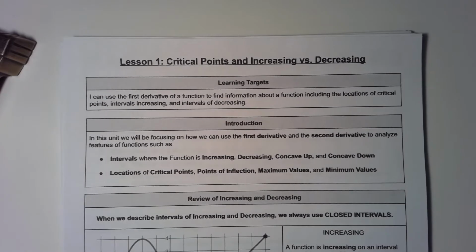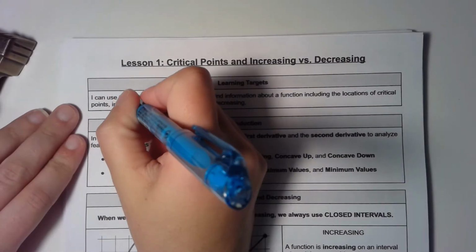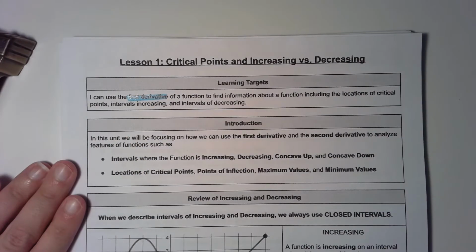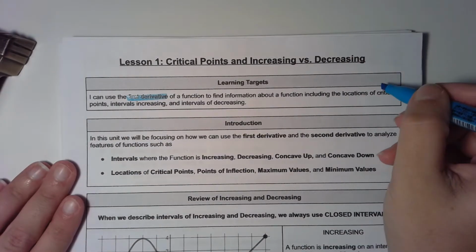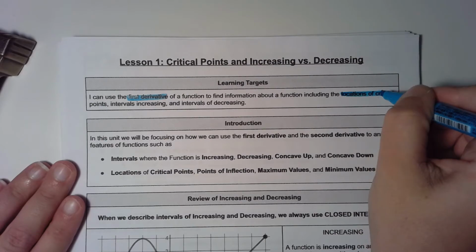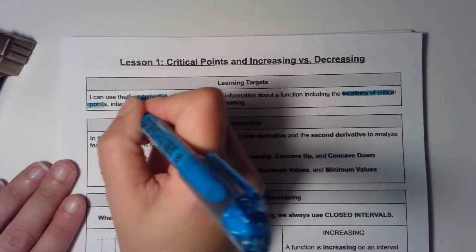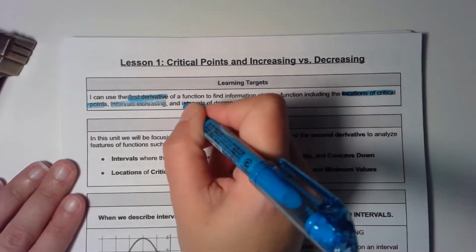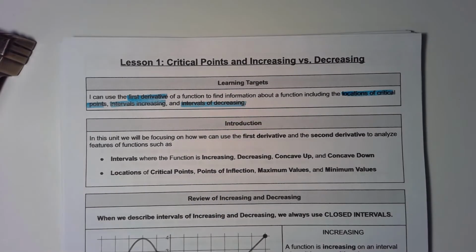This lesson is called Critical Points and Increasing versus Decreasing. We have one learning target for today. The learning target for today is I can use the first derivative of a function to find information about a function, including the locations of critical points. So we're going to be looking for critical points today, intervals of increasing and intervals of decreasing.